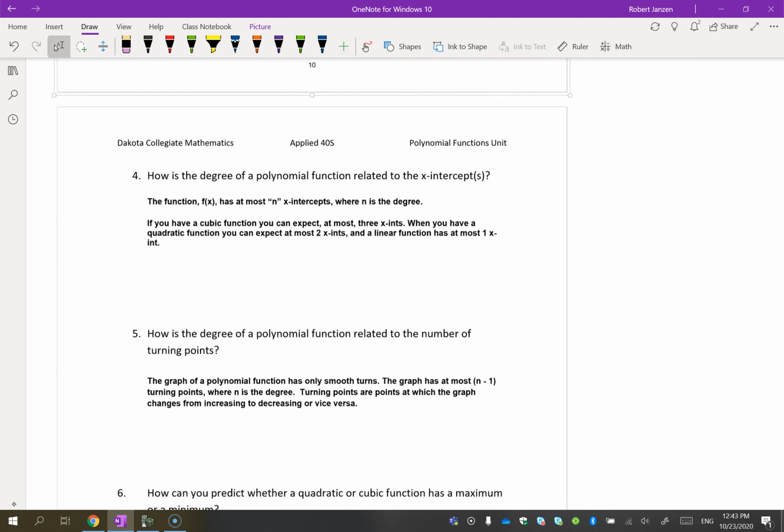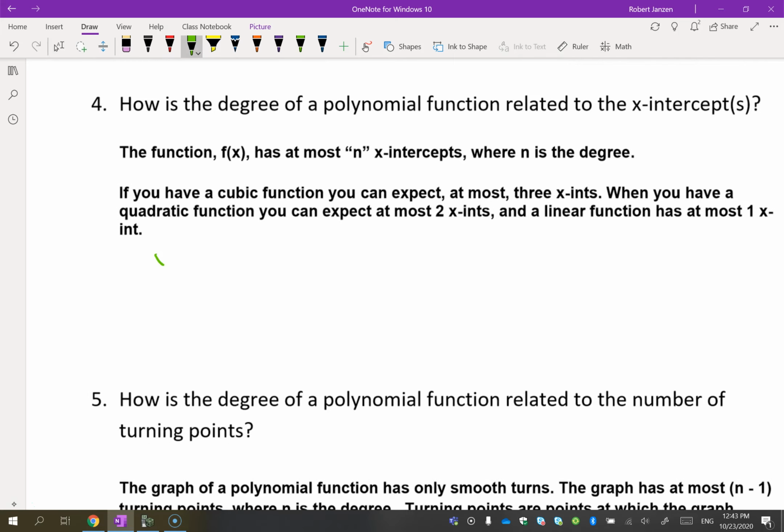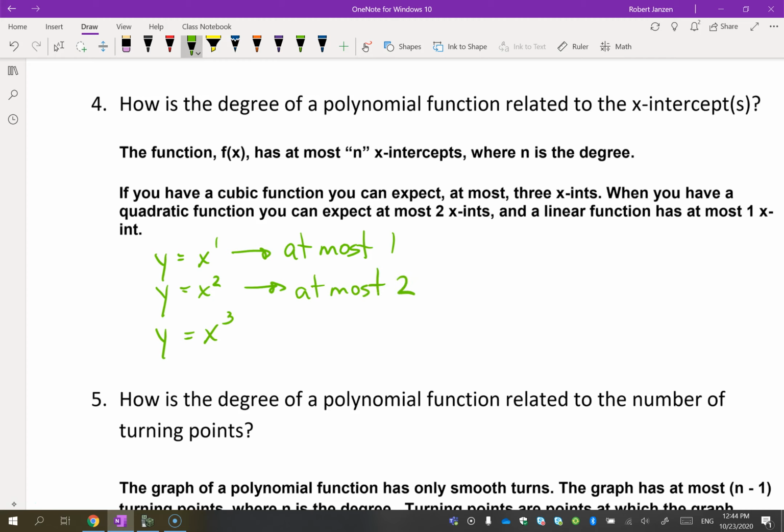Okay, how is the degree of the polynomial function related to the X-intercept? Basically, whatever the power of the lead coefficient is, this will tell you how many X-intercepts there are. But it doesn't mean for sure. It means at most 1. And if it's a power of 2, it's going to be at most 2. It's possible that a parabola only has one X-intercept.